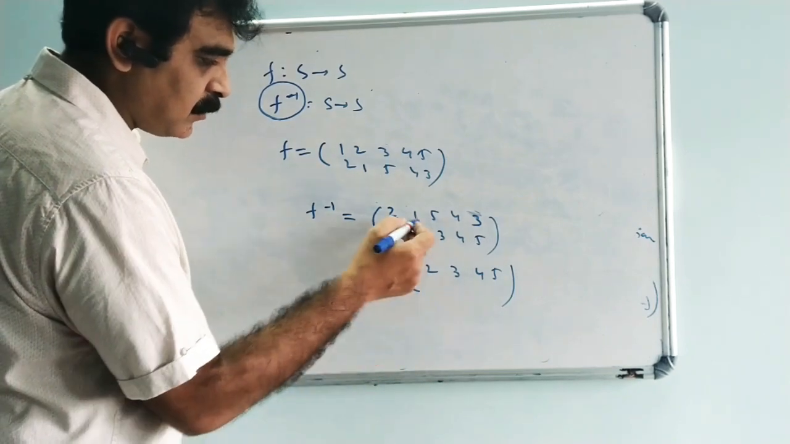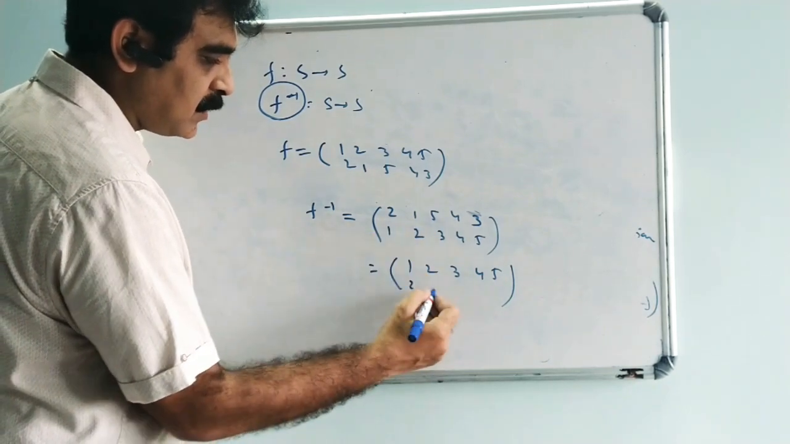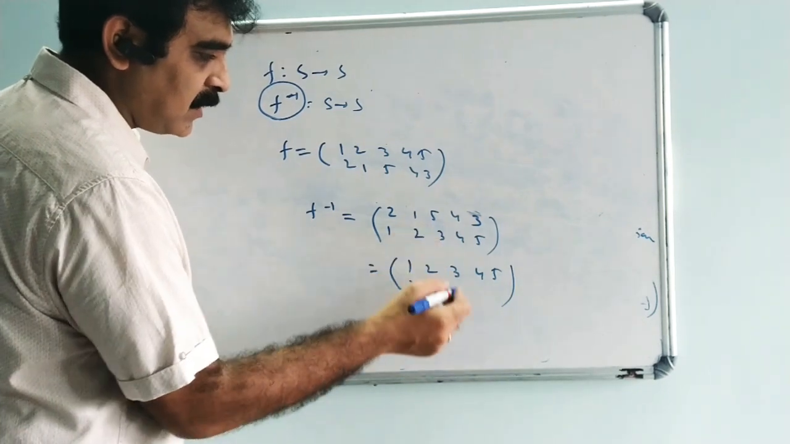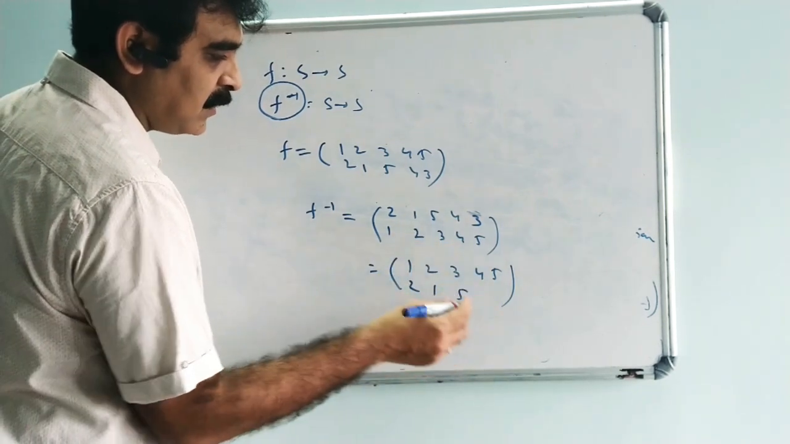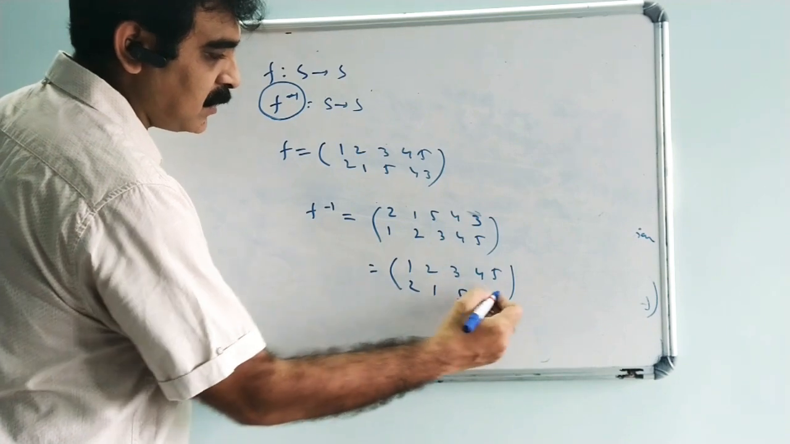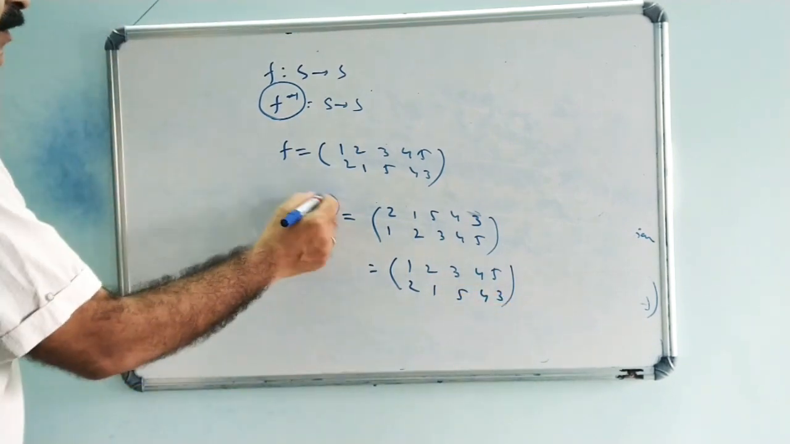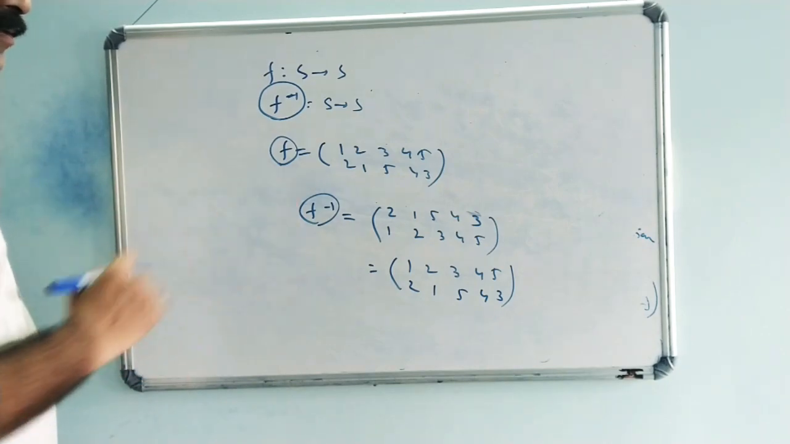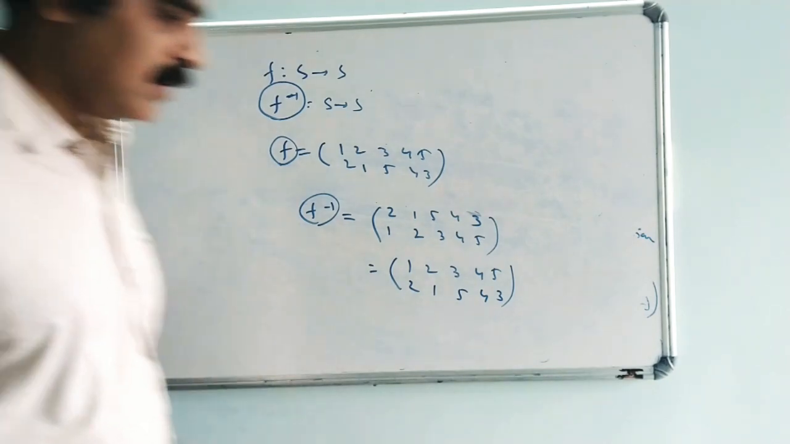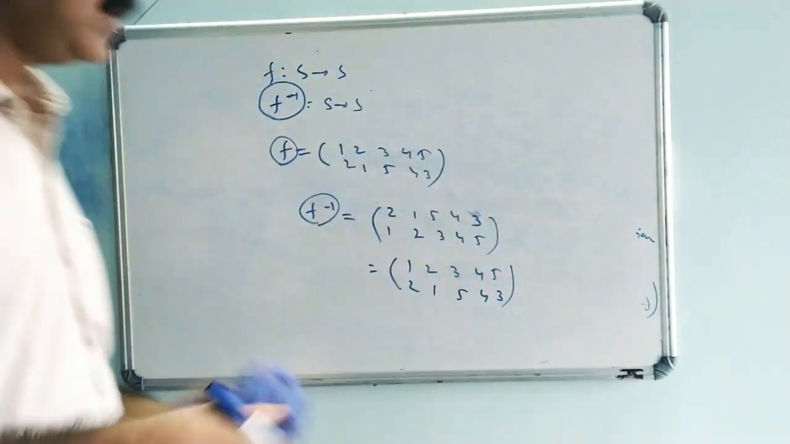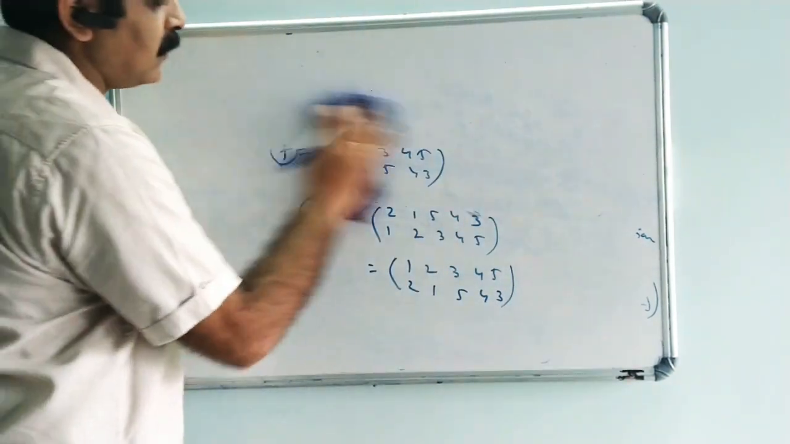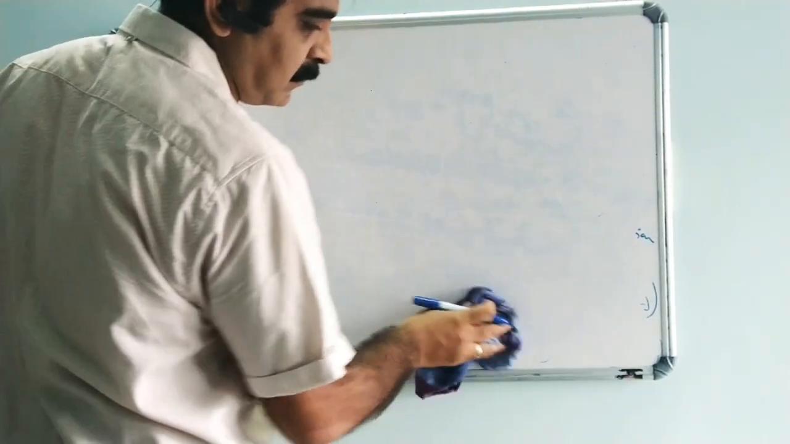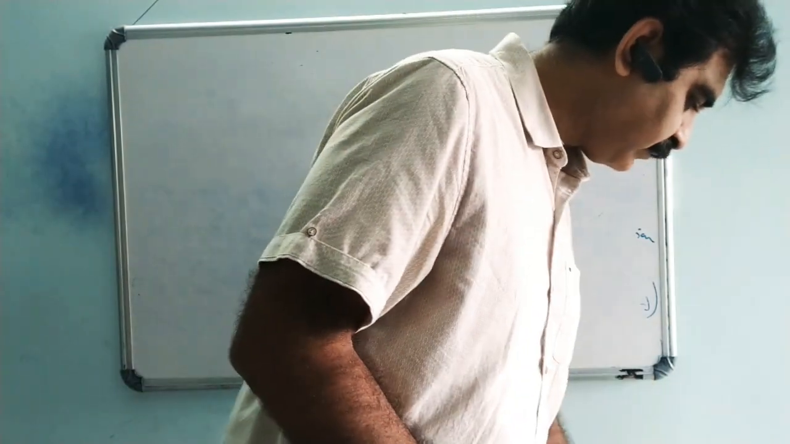Then the image of 1 is 2. The image of 2 is 1. The image of 3 is 5. The image of 4 is 4. The image of 5 is 3. So this is the inverse of it. We can find the inverse of any permutation in this way, just by swapping the rows and arranging them.